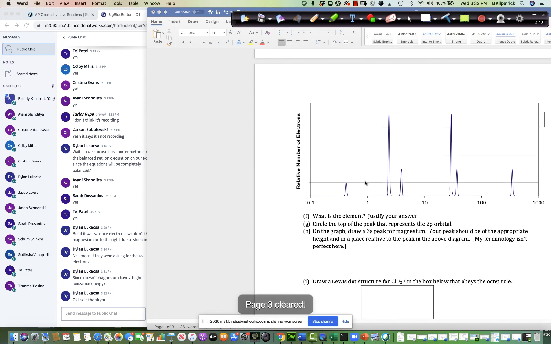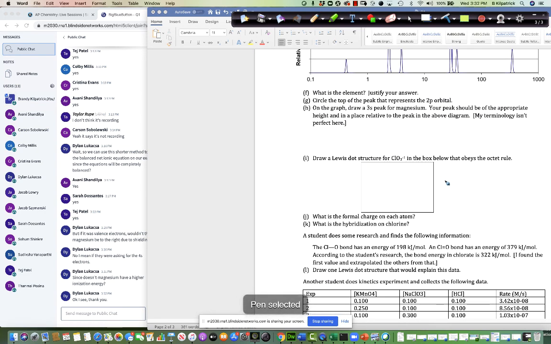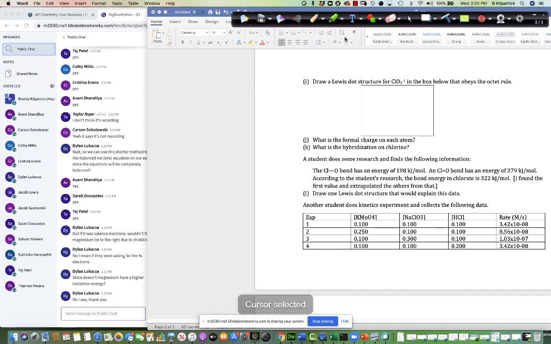All right, so let's look at the next one. The next one's a Lewis structure. For the love of all that is holy, make sure you read the question. A lot of you missed it because you weren't looking at this. It says it obeys the octet rule, so it should not have an expanded octet. It should also not have an incomplete octet.